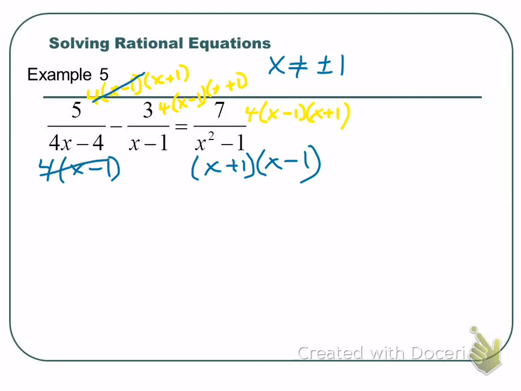So when we multiply the first one, the 4 and the x minus 1 cancel. I'm left with 5 times x plus 1, which is 5x plus 5. Right? Careful with the next one. Why do we have to be careful with the next one? Because I got a negative 3 hanging out here. The x minus 1s will cancel. And then I'm left with negative 12 times x plus 1, which is negative 12x minus 12.